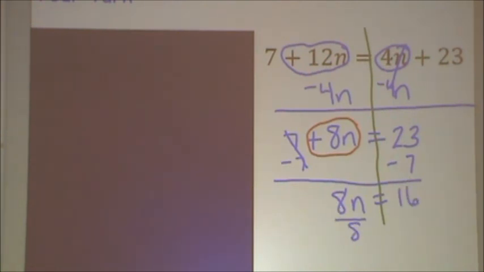Divide both sides by 8 since I'm multiplying n by 8 and I'm trying to find n. 8 divided by 8 makes 1n. 16 divided by 8 makes 2. And I can plug them back in and check quickly if I have time.